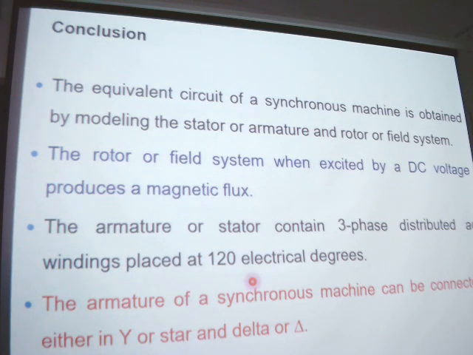So let's have a simple conclusion of the equivalent circuit of a synchronous machine. The field is supplied by a DC supply to generate flux, and the three phases are distributed at 120 degrees, maybe star or maybe delta connections. With different connections, the relationship between the current and the voltage will be different.